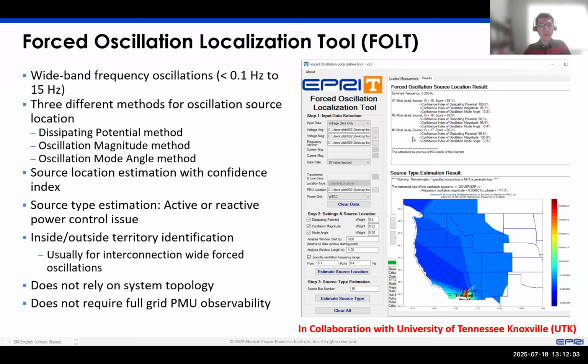Additionally, if the forced oscillation is an interconnection-wide event, with limited PMU visibility within one utility or ISO, the tool is able to identify whether the source is inside or outside your footprint or territory. Usually this is for interconnection-wide forced oscillation events. The tool does not rely on the system topology, and we do not require full grid PMU coverage. But certainly, with more PMUs, the estimate will be more accurate. This work is in collaboration with the University of Tennessee.